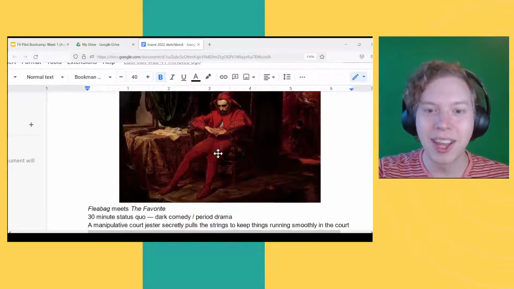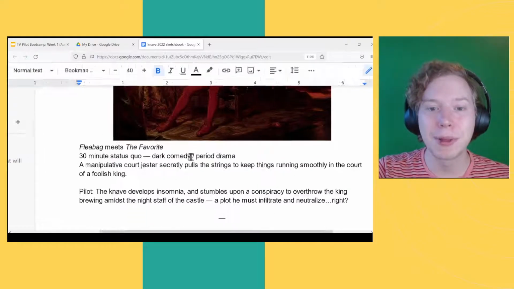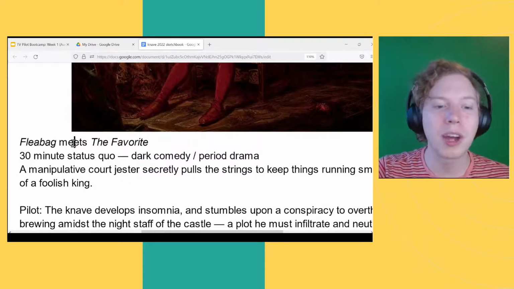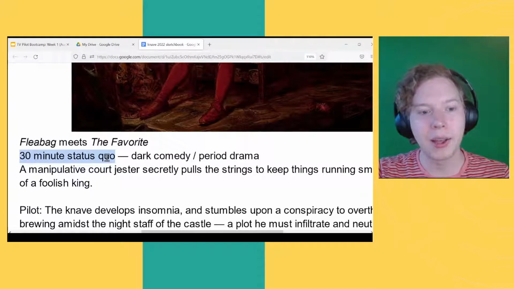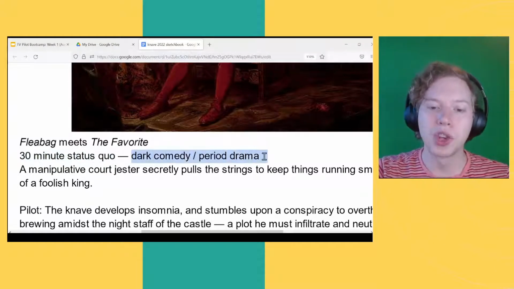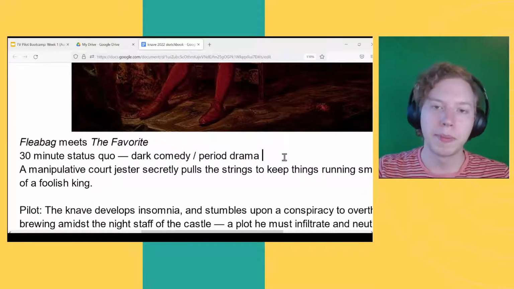So we're going to be following a jester. This is going to be called Knave. Let's look at some of the basics that we're including here. So we're starting with our comps. We also have our continuity format, 30-minute status quo, and your genres. This is dark comedy / period piece drama.